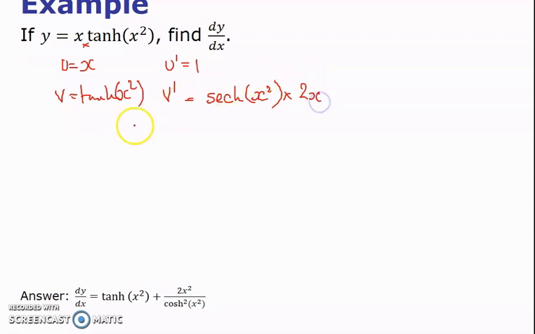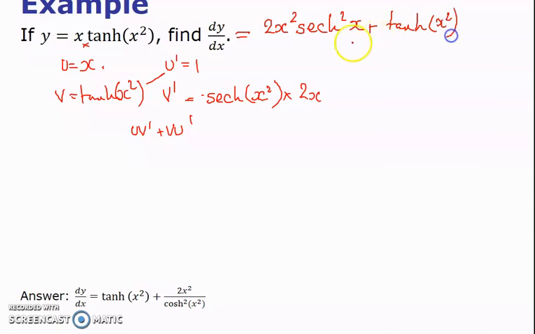Now my rule for this is uv dash plus vu dash. So this becomes dy by dx is x times by this. So I reckon that's 2x times by the x is 2x squared sech squared of x squared. And plus that times that, plus, well, let's just plus tanh of x squared. And of course, sech squared means 1 over cosh squared. Oh yeah, that should be x squared there as well. I nearly missed that because it was said there. And that's the same thing, so I'm happy with that.